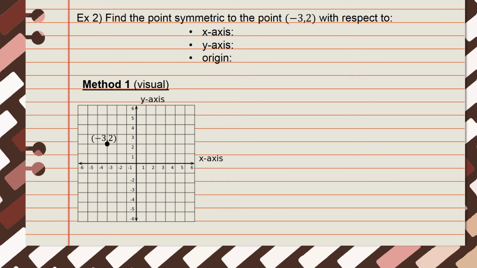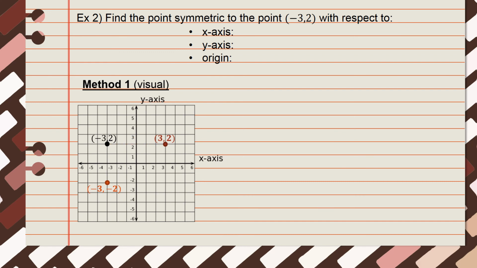For it to be symmetric to the x-axis, we flip it across the x-axis and we find a new point. What is the name of that point? Well, that would be the point negative 3, negative 2. Next, we're being asked to find symmetric to the y-axis. So we go across the y-axis and we plot that point. And then we name it. What is the name of that point? Well, that would be the point 3, 2.